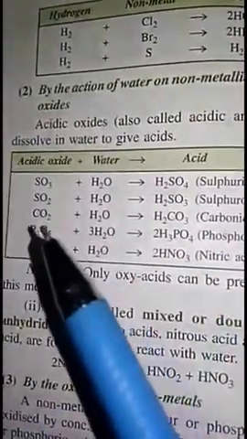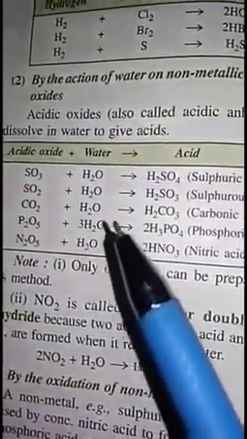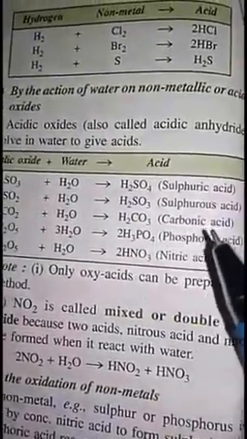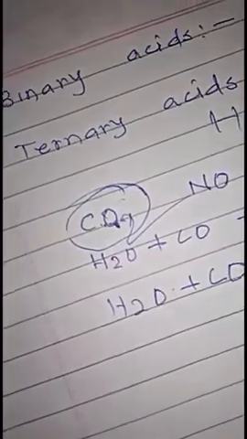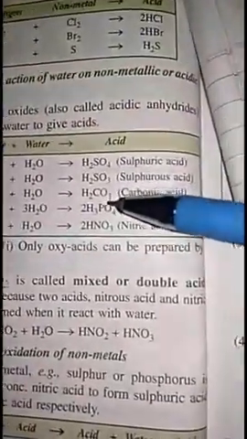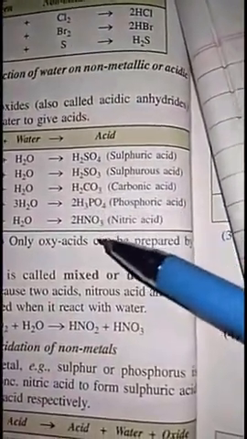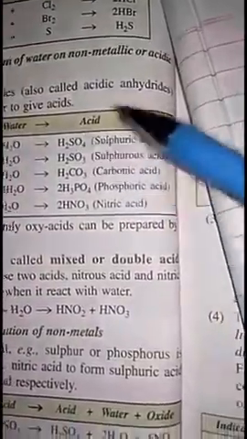See here, carbon dioxide when dissolved in water forms carbonic acid. But here is carbon monoxide. It does not dissolve in water to form acid. So it is not an acidic oxide, but carbon dioxide is an acidic oxide. Right? Then we should know the formulas of these things. This is phosphoric acid, sulfurous acid, sulfuric acid.